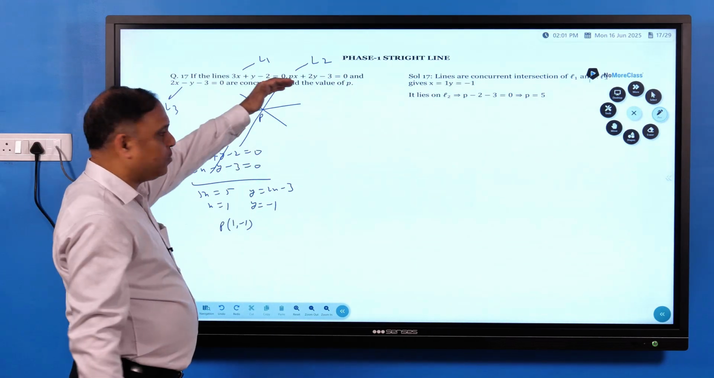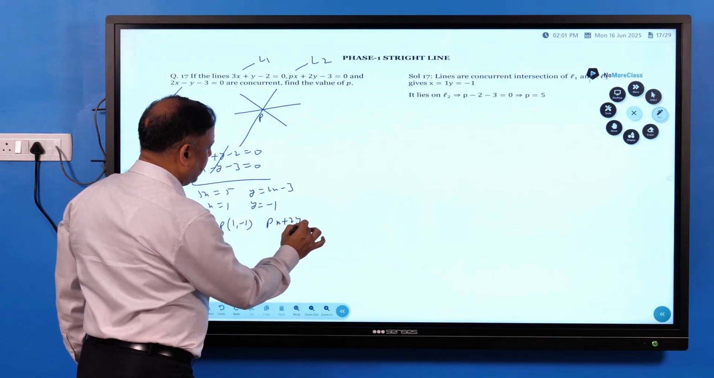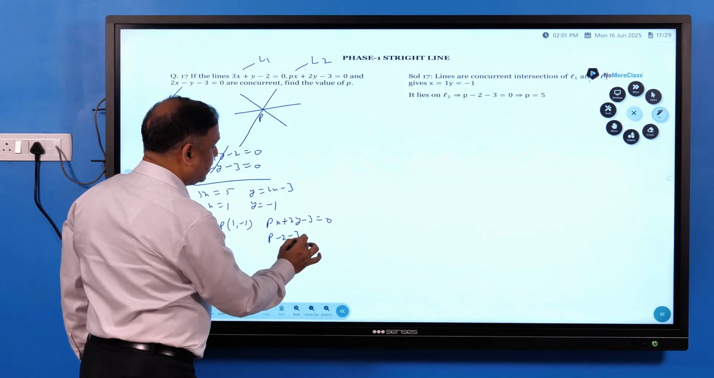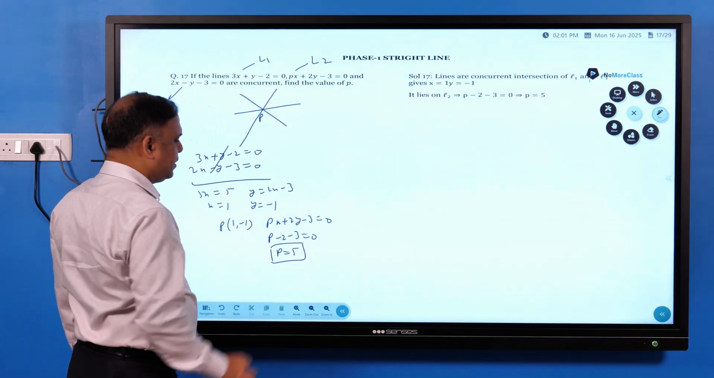Now the third line also must pass through this. So pass the third line, px plus 2y minus 3 equals 0. So p minus 2 minus 3 equals 0. So this gives you p is equal to 5. So this completes this question.